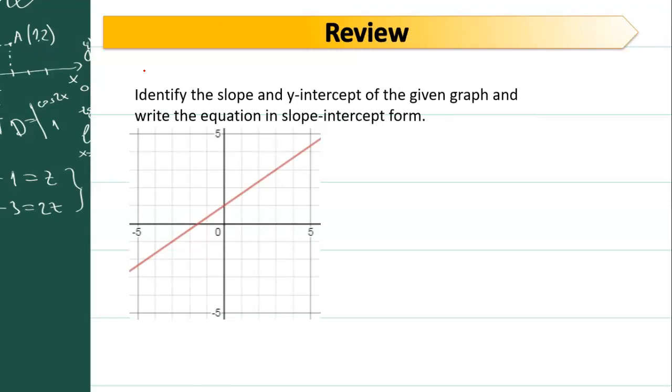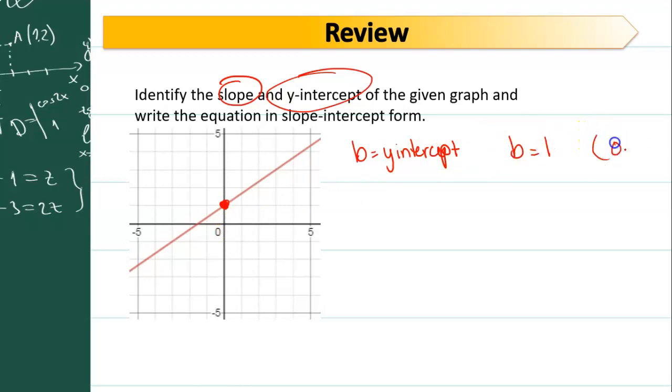All right, let's start with some review. We want to make sure that we're able to identify slope and y-intercept from a graph. So remember, B stands for our y-intercept, and a good way to remember that is B is your beginning point. In this case, our B is where the line crosses the y-axis, so our B is equal to 1. If we were to write that as a point, it would be (0, 1).